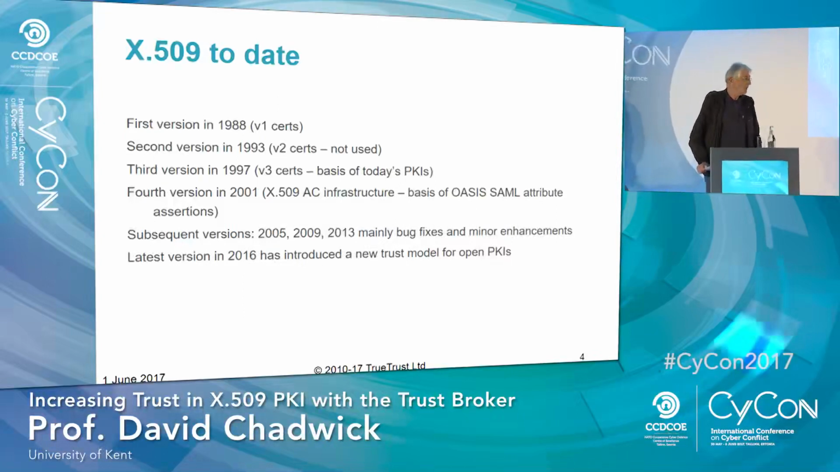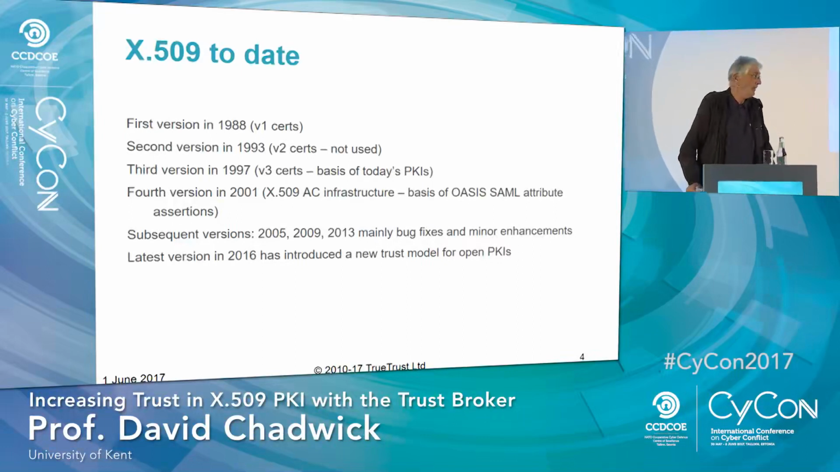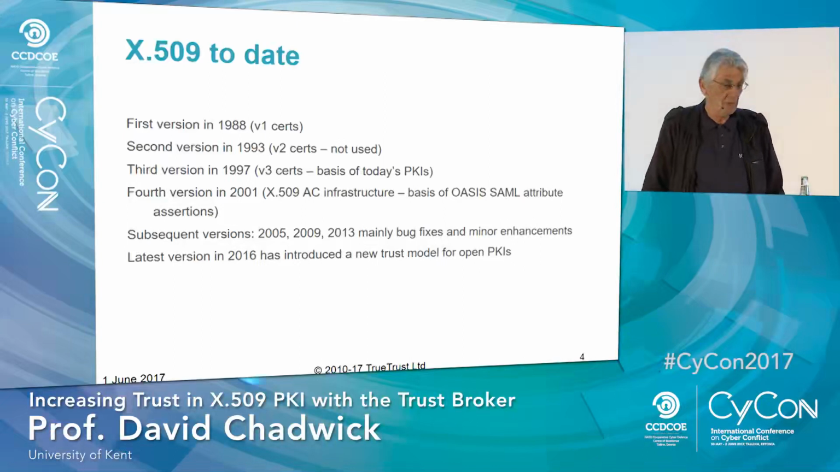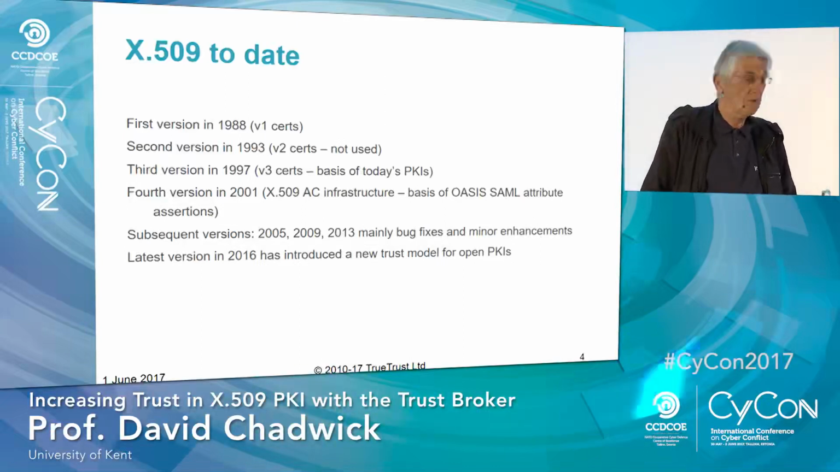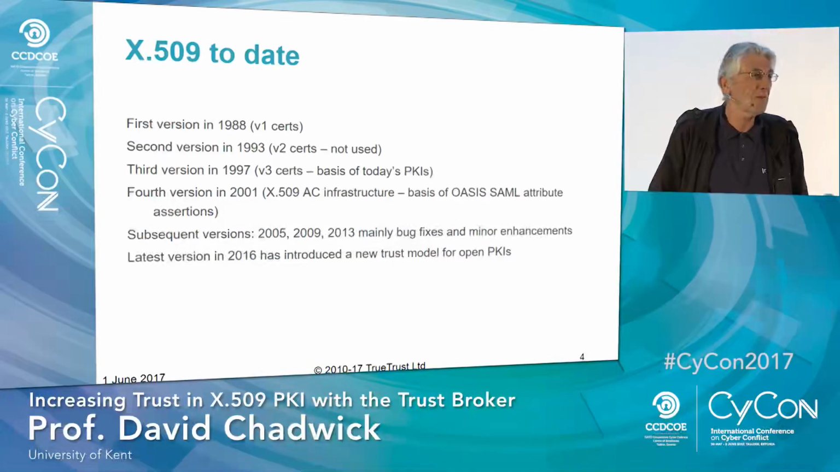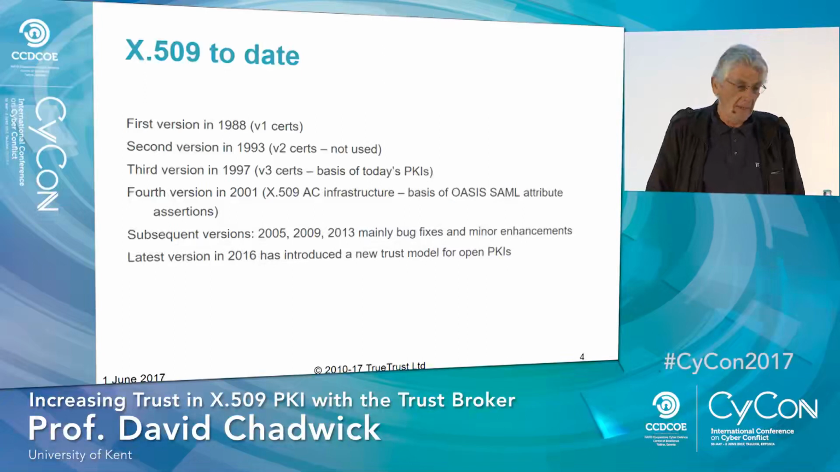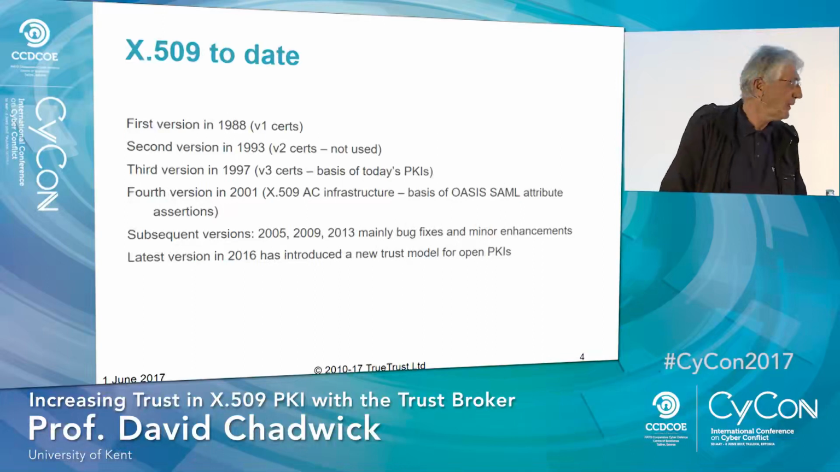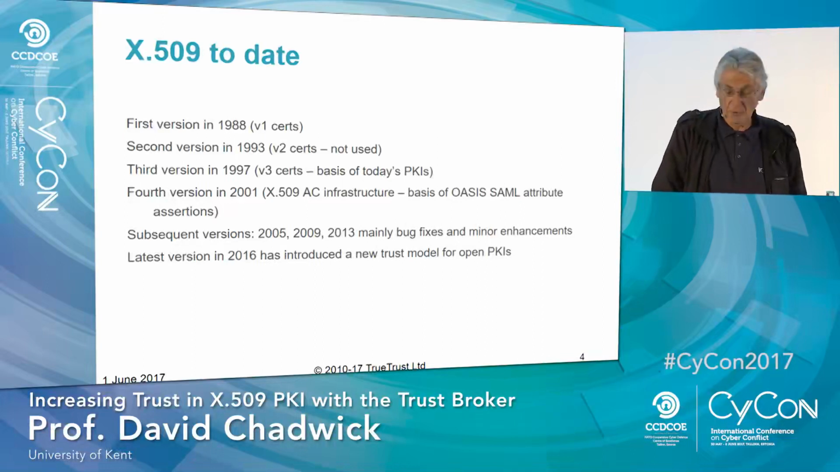But the trust model was specified back in 1988, and the trust model has not evolved from then until 2016, to the latest version of the standard. So that might surprise some of you, that we're looking at a really old trust model that predated the internet as we know it. And since then, the versions have not touched that, as it shows you there. And so really, we had something that wasn't fit for purpose in today's world.